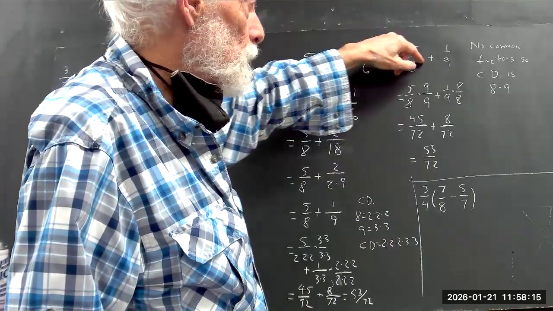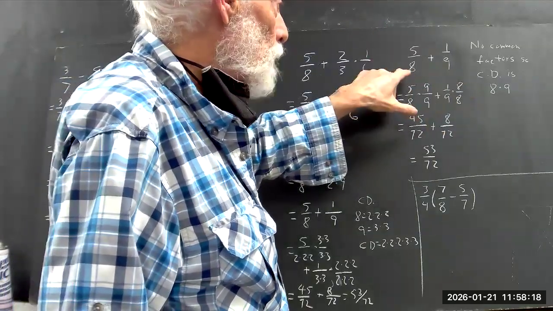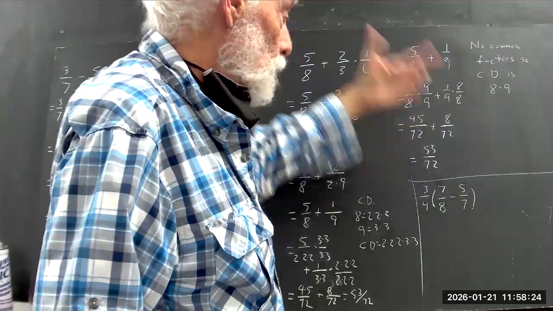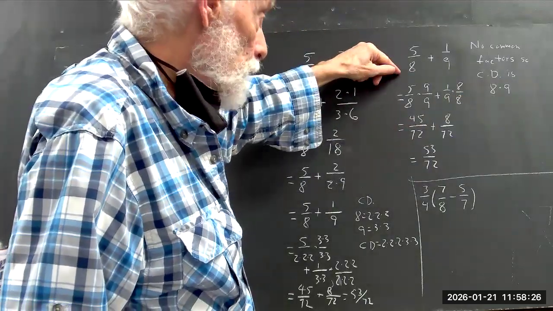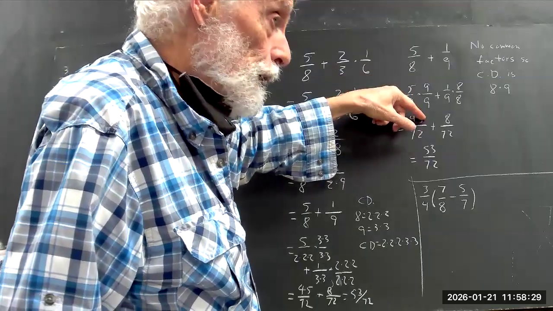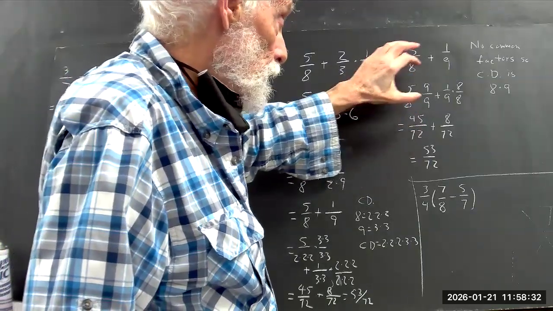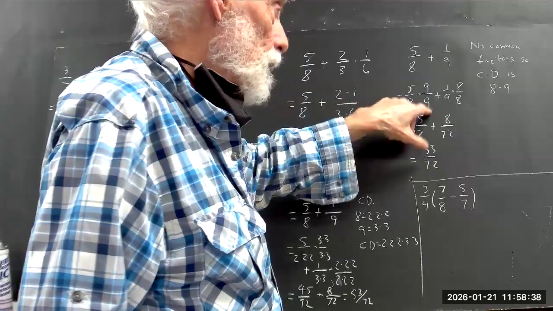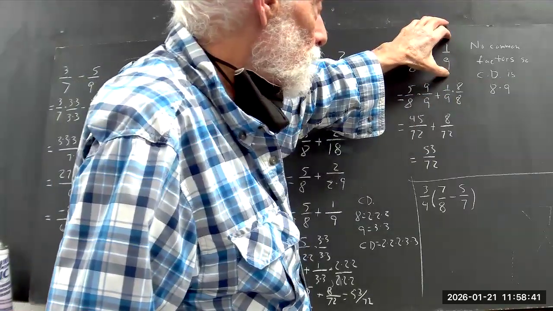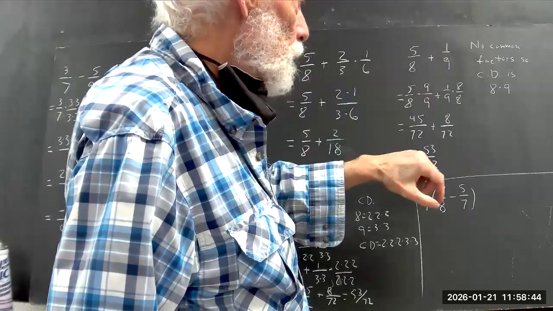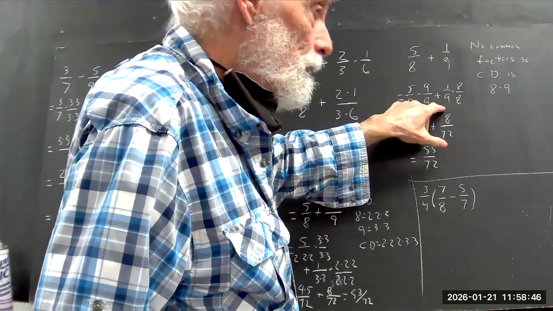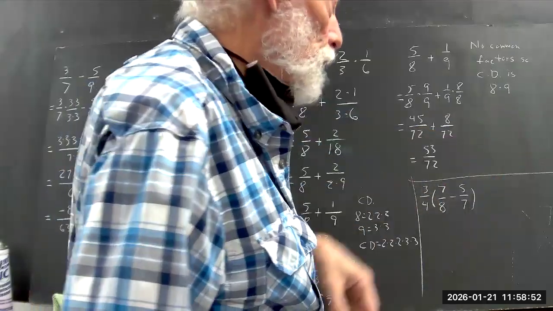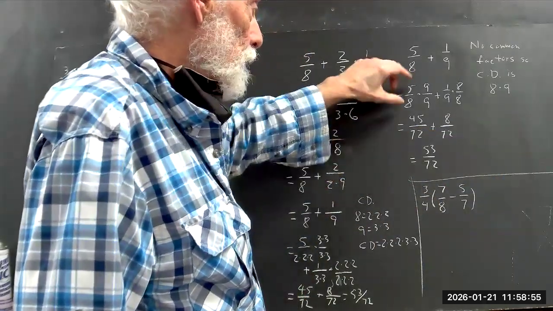We had the 5/8 plus 1/9. There are no common factors in the denominator. So the common denominator is 8 times 9. In order to get a denominator of 9 with a 5/8, we multiply by 9/9. So we multiply 5/8 by 9/9, and our denominator will be 8 times 9. Now our 1/9 that we're adding is going to multiply by 8/8, and the denominator will then be denominator 9 times denominator 8, which is also equal to our common denominator 8 times 9.